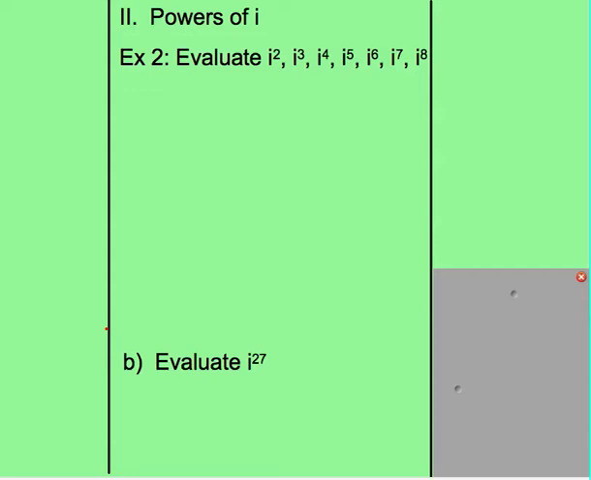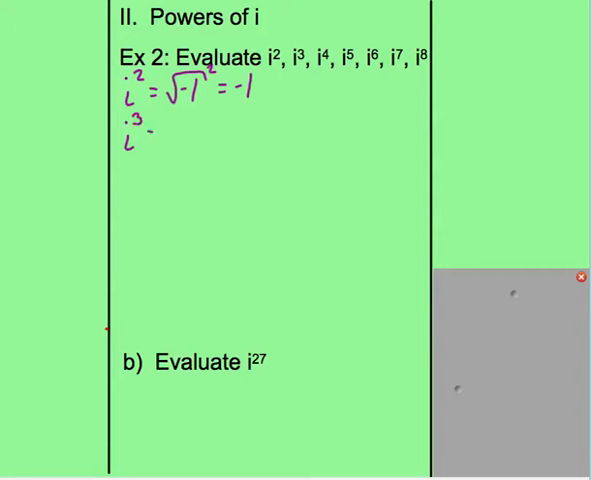The next operation we're going to take a look at is powers of i. So first we're going to evaluate some different powers of i. The first one is i squared. And remember, i is the square root of -1. The square root and the square are inverse operations, so they cancel each other out. So i squared is -1.